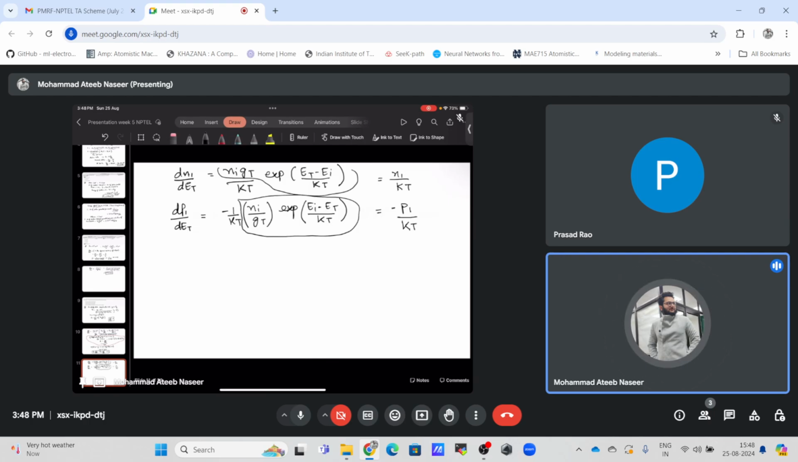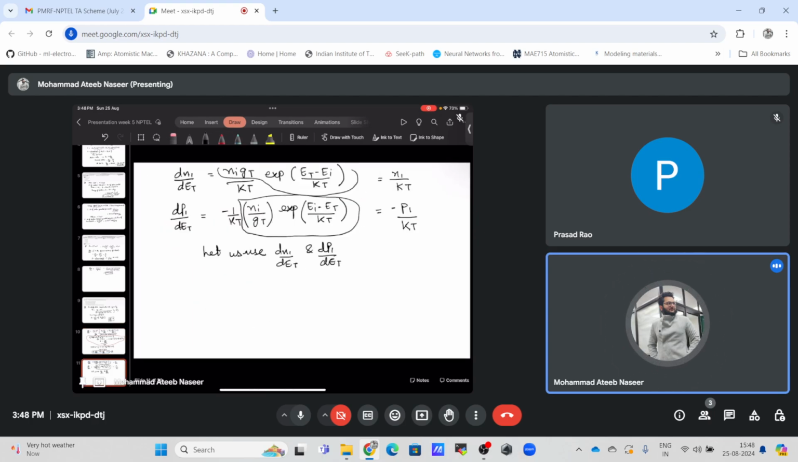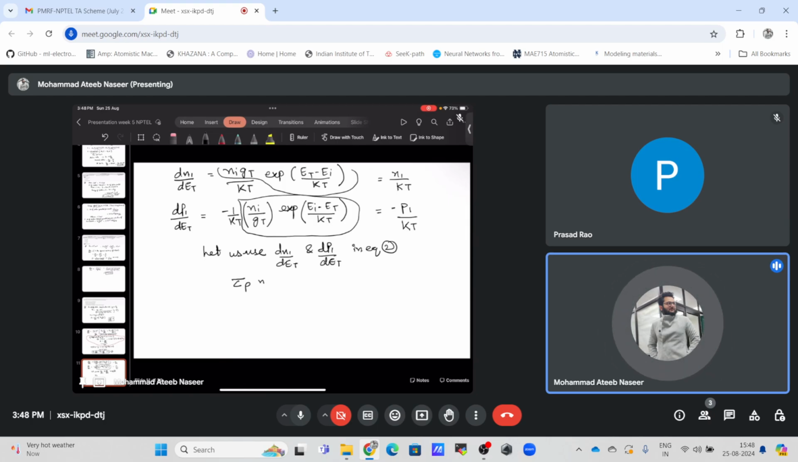Okay. So let us use dN1 by dEt and dP1 by dEt in equation 2. So it is simply tau p times N1 by Kt minus tau n times P1 by Kt equal to 0, or simply N1 by P1 is tau n by tau p. This is what we have obtained for this whole thing.